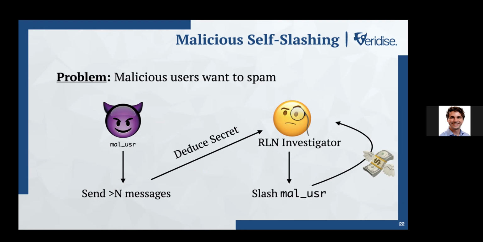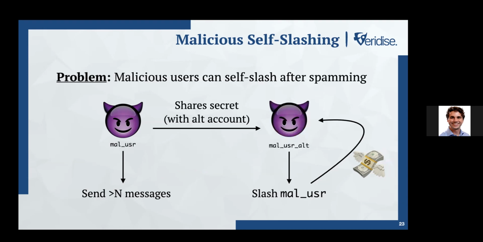And imagine this is a permissionless environment. So say everybody can register, whoever wants to, they just have to pay some fee or registration. When you slash somebody, you get their registration fee. So what's the potential issue here? The potential issue is that we're living in an anonymous world. So for all we know, this RLN investigator is actually the same user, just with a second account.